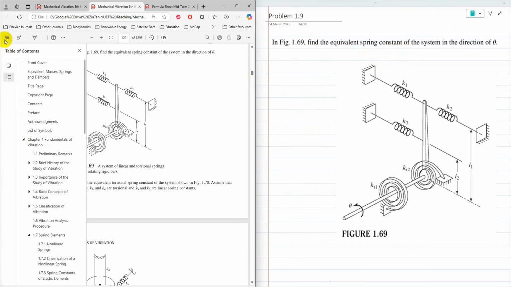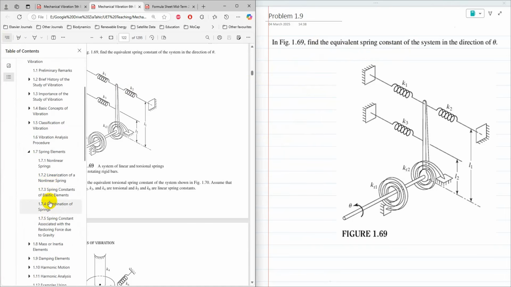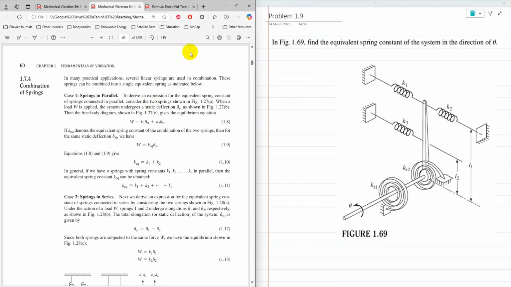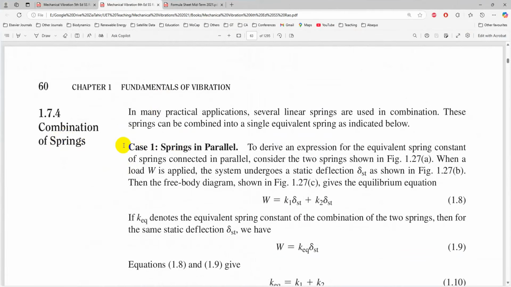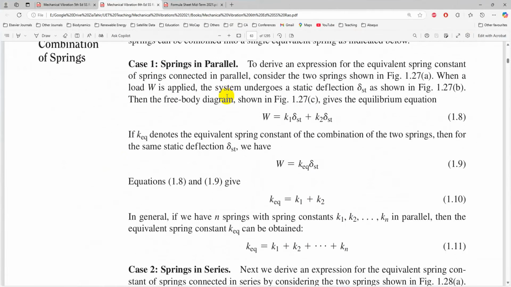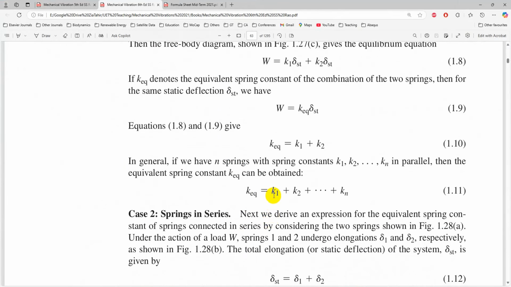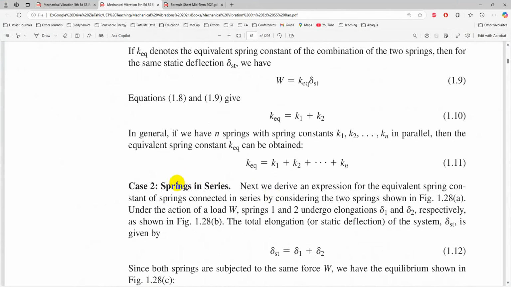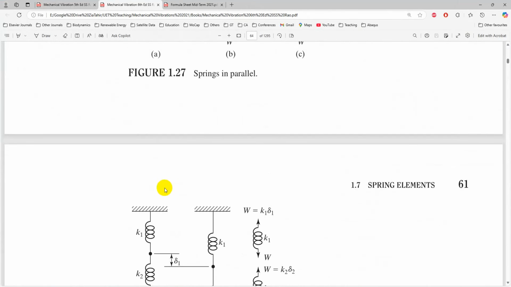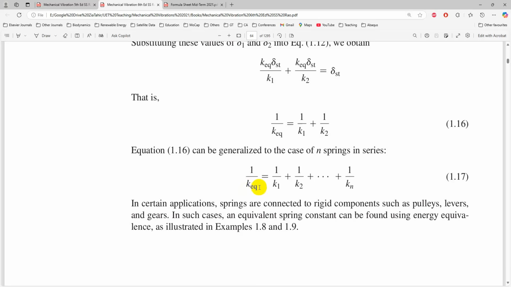The relevant topic for finding equivalent spring stiffness in the book is 1.7.4, combinations of springs. When springs are connected in parallel, their equivalent spring stiffness is just the sum of the stiffness of all individual springs. And when the springs are connected in series, the equivalent spring stiffness is the reciprocal of the sum of the reciprocals of the stiffness of all springs connected.